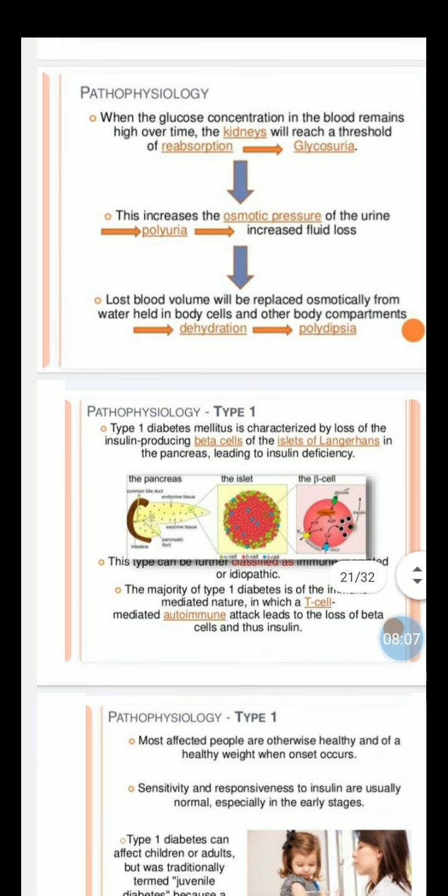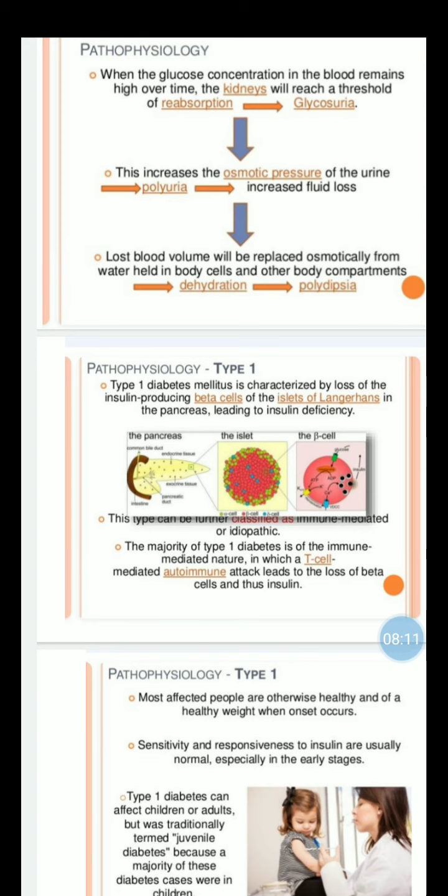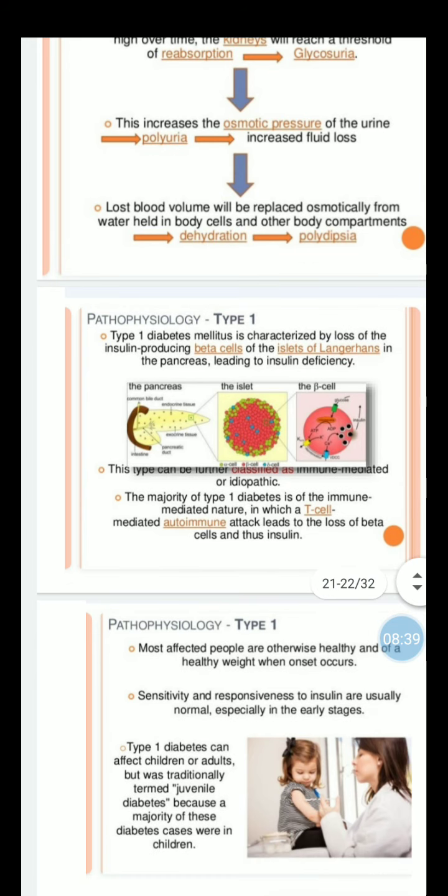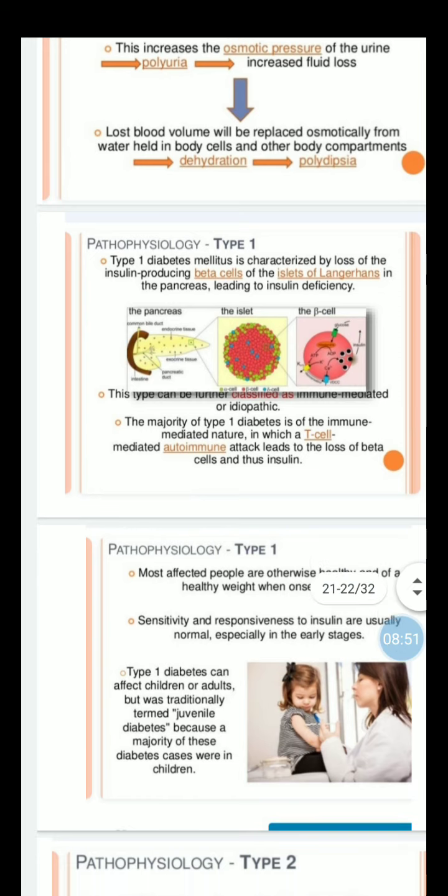This type can be classified as immune mediated or idiopathic, which means unknown cause. The majority of type 1 diabetes is of immune mediated nature, in which T cell mediated autoimmune attacks lead to the loss of beta cells, and due to the loss of beta cells, what will happen? Automatically there is a loss of insulin. These beta cells are responsible for producing insulin. If there is loss of beta cells, automatically there is deficiency of insulin.